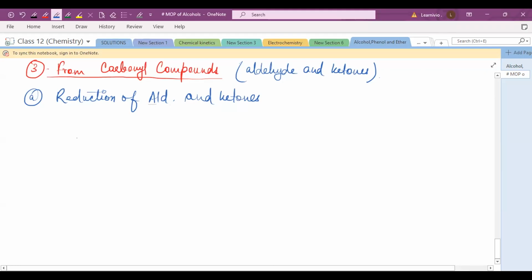Suppose if we take this in the presence of any reducing agent, so what will happen, you will get, suppose यहाँ पे क्या है, this is your hydrogen, right? And so you will get here the corresponding alcohol.